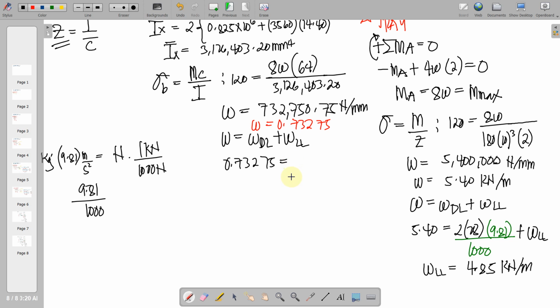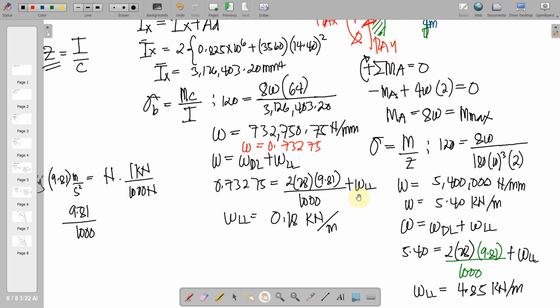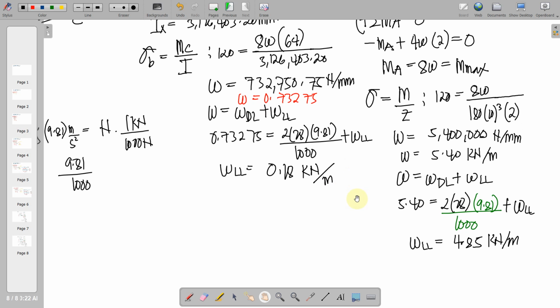So substitute. WDL is that one, 2 times 28 times 9.81 all over 1000. So we are looking at the additional load aside from the dead load. So we have 0.18 kilonewton per meter. So these are the additional loading aside from the dead load that these two beams, or the beam, could carry.